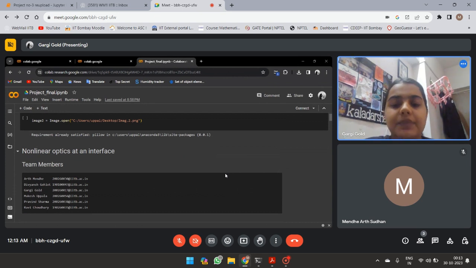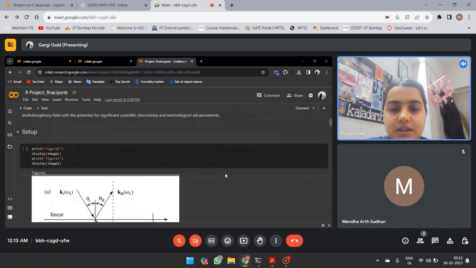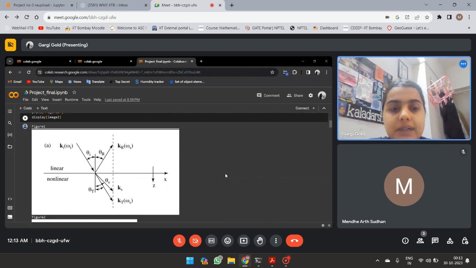In this context, what happens at the surface is that when light is incident on an interface between two dissimilar optical materials, like we have here, linear and nonlinear, a second harmonic wave can be generated at the interface. This is because the presence of the interface breaks the inversion symmetry of the material, which the material must have in order to have a non-zero second order nonlinear optical susceptibility.